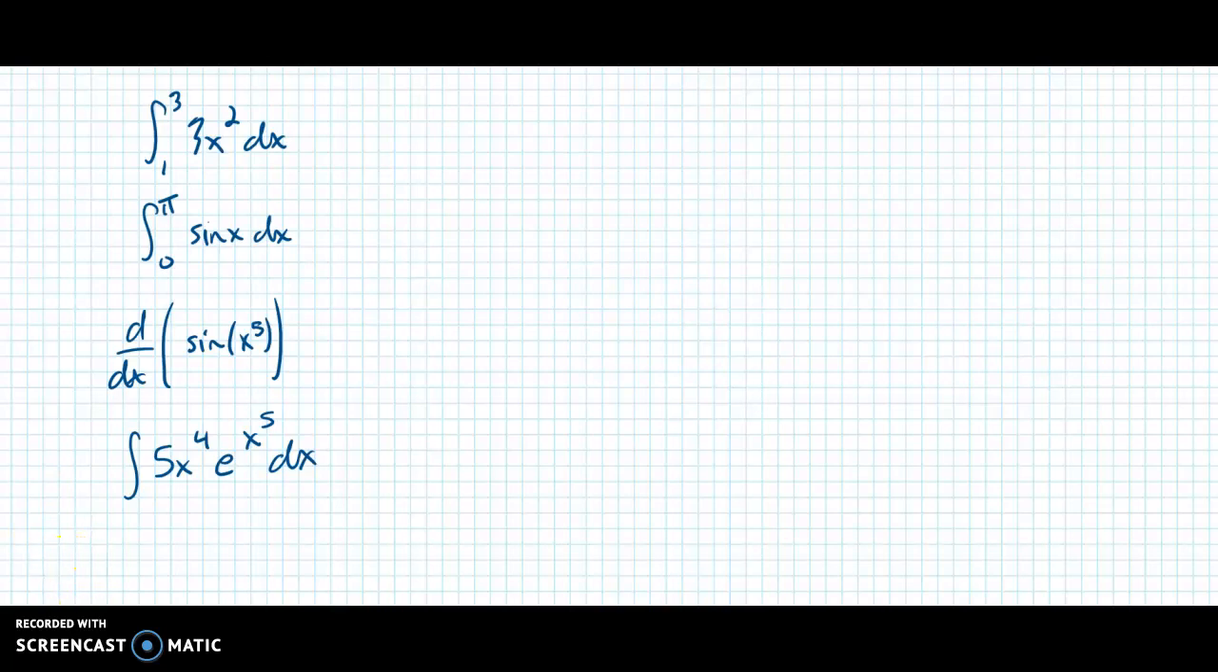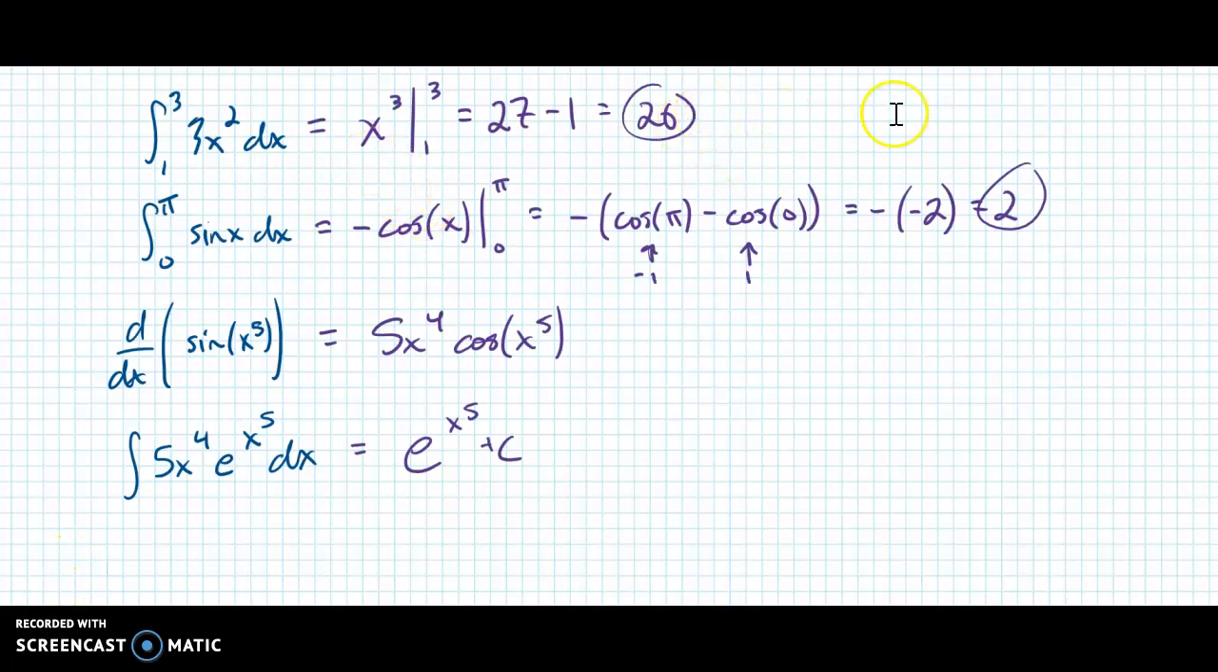Here they come. Okay, here we are. You should get 25x to the 4th cosine of x to the 5th. Some chain rule there. And then e to the x to the 5th. This chain rule works out perfectly for that to integrate to that plus a constant. Let me talk about this one. x cubed evaluated from 1 to 3. That gives me 27 minus 1, which is 26.